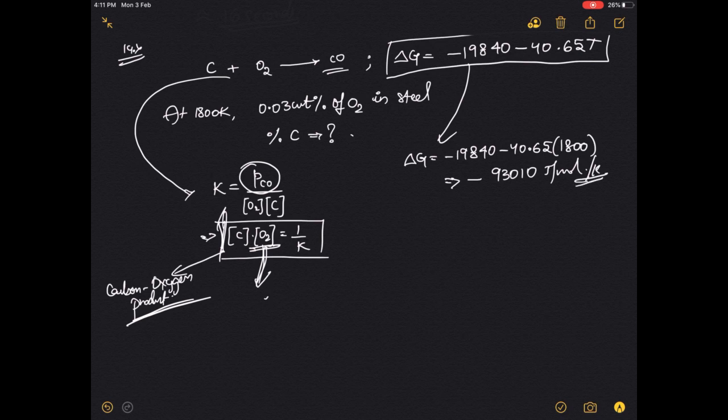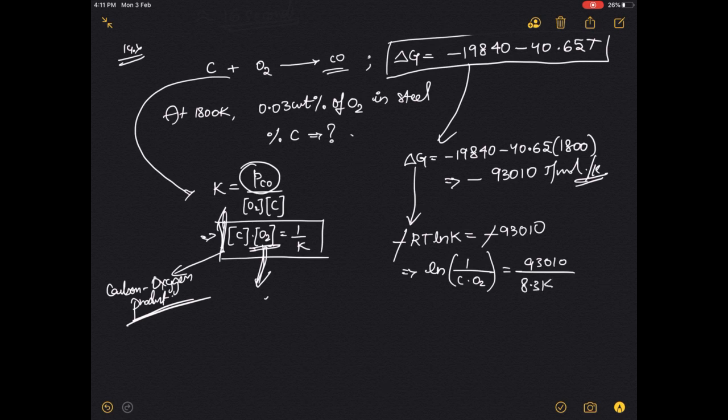From thermodynamics we know delta G equal to minus RT ln K. This is equal to minus 93010. The minus signs cancel, and you can put in these values. ln K, which is ln of C into O2, is equal to 93010 divided by R, where they gave the value 8.314, into 1800. On solving this, we get ln K.